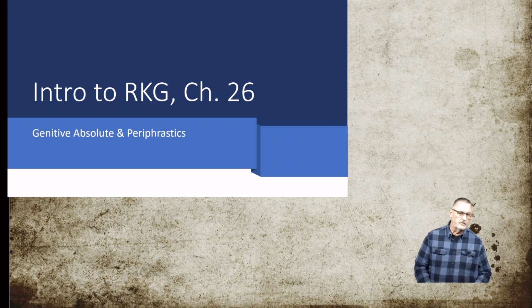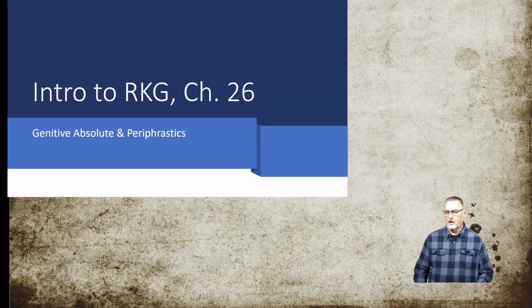We just had our Zoom conference yesterday, and so I want to invite you to probably the very shortest of all introductory videos for the entire semester. We're looking at chapter 26 of Decker's Reading Koine Greek, which is about the genitive absolute construction and periphrastic. Both of these are constructions with participles, but I think you will agree with me that they are pretty easy. So let's get to work.